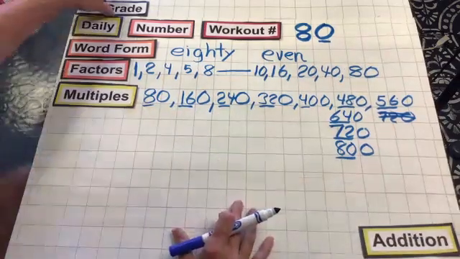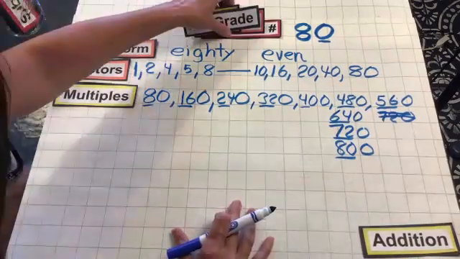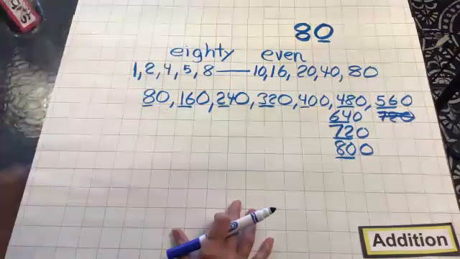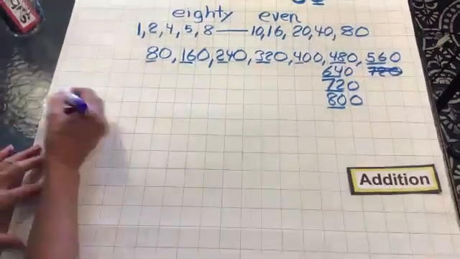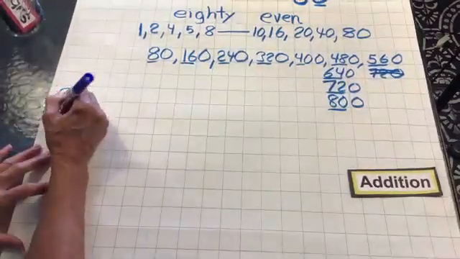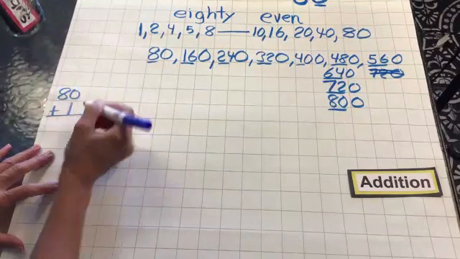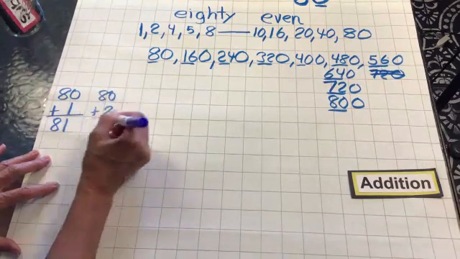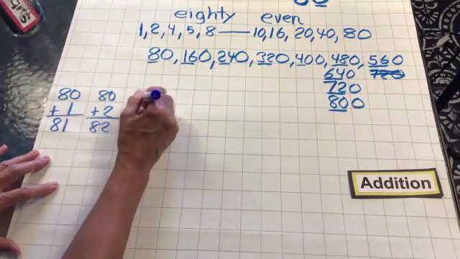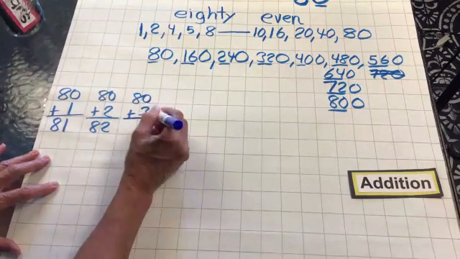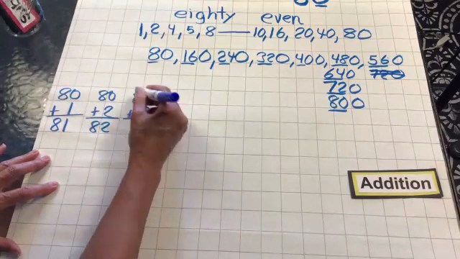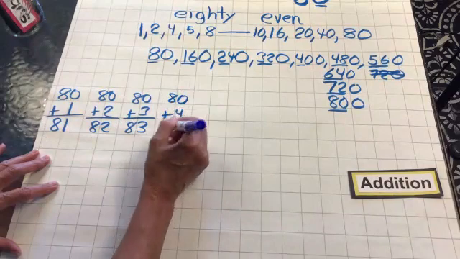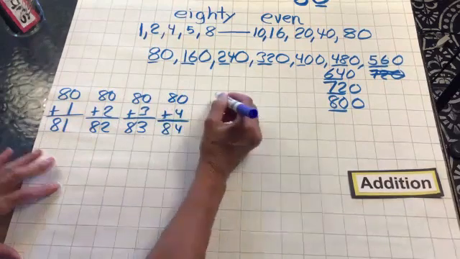All right, we're going to move this up because we're going to do some addition. So move that up a little bit. Here we go. We're going to have 80 plus 1, of course, is 81. 80 plus 2 is 82. 80 plus 3, of course, 0 plus 3 is 3. 8 plus nothing is 8. 80 plus 4 is 84.